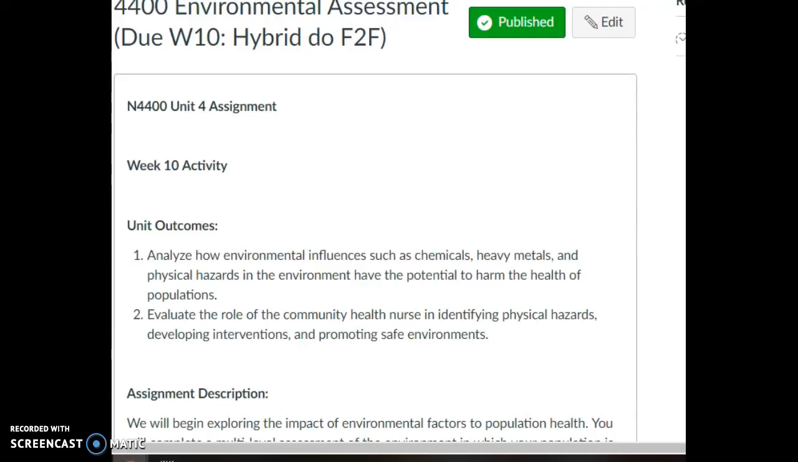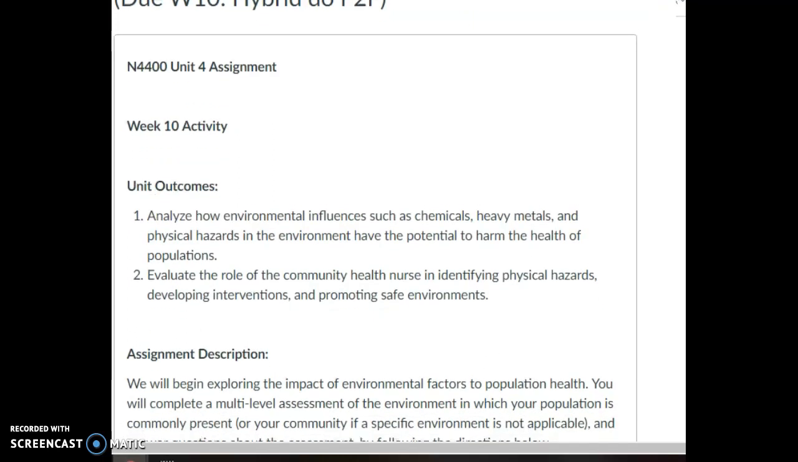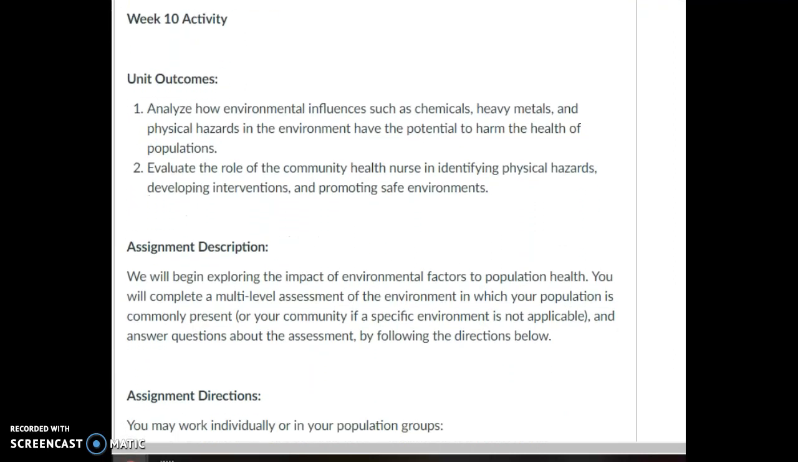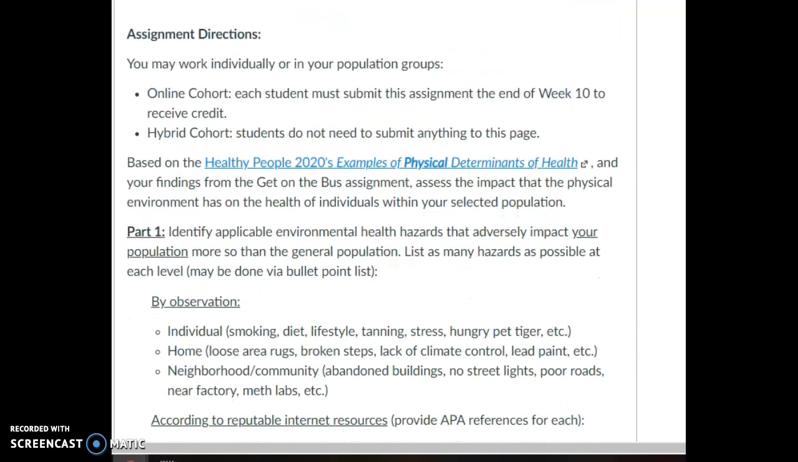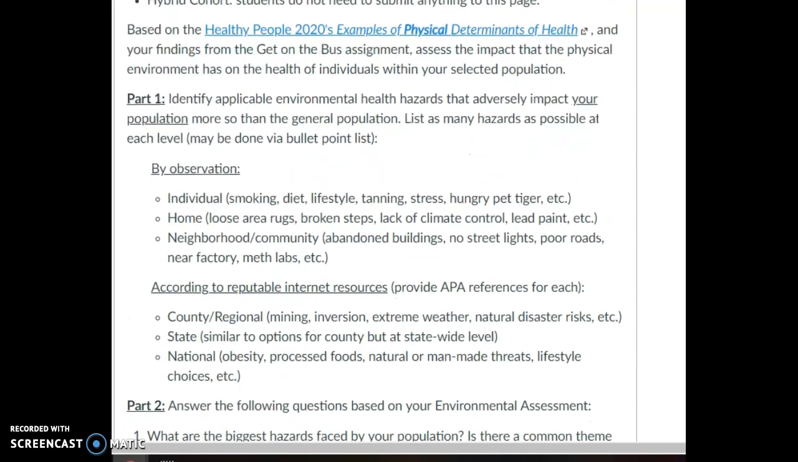Okay, this week is a face-to-face week for hybrid students. So if you're a hybrid student, you'll do all of this in class. For the online students, you'll be doing your environmental assessment through the Canvas page. And after you look at the unit outcomes as well as the assignment description, you get into the directions of exactly how that is done.